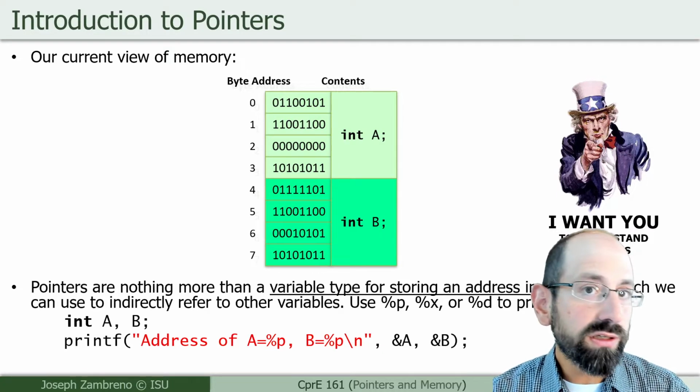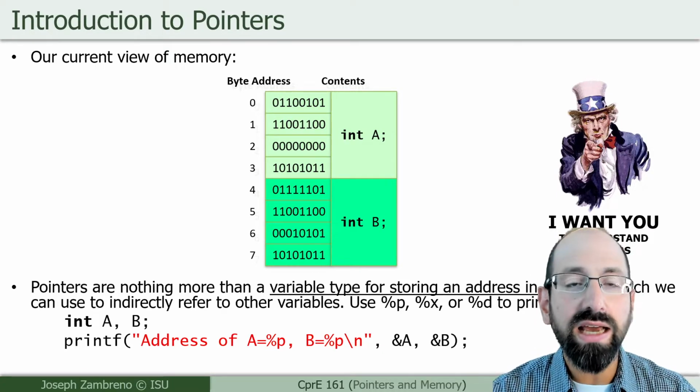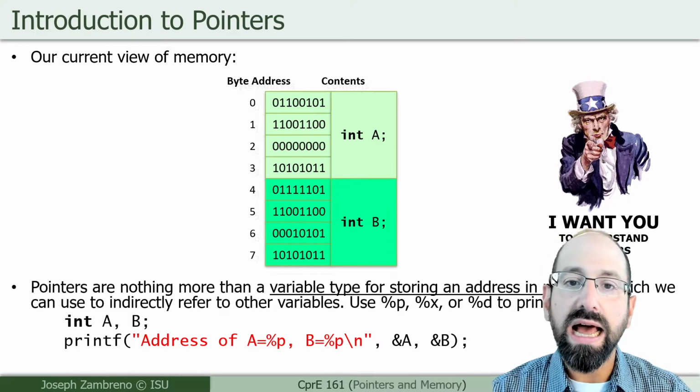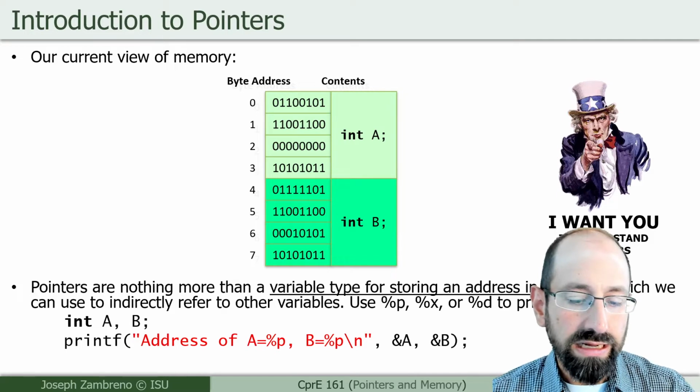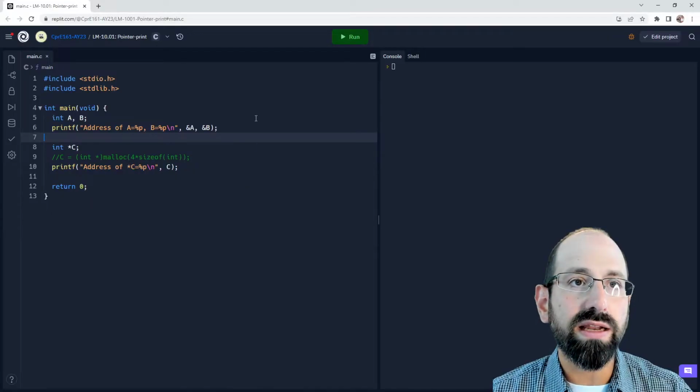To print out your pointers, there is a %p format string that you may want to use. You can also just print it out as hex, and you can print it out as a decimal as well. So let's take a look at our first very simple program that is working with pointers.